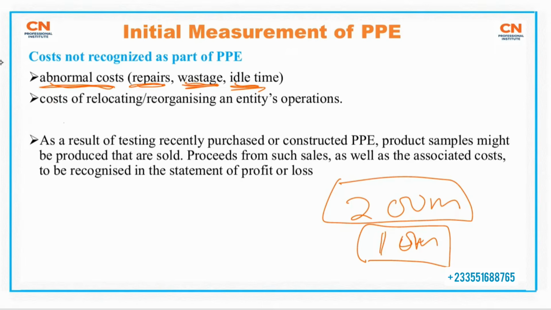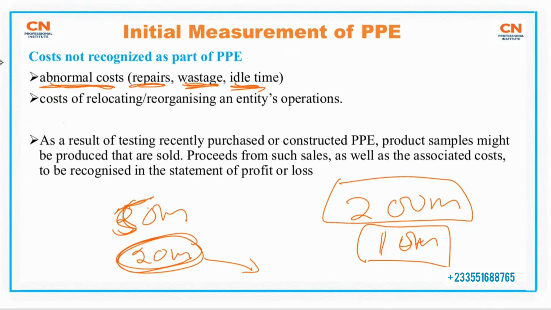Idle time. Let's say you paid labor 50 million to work, but you realize that labor did not work for 2 months on the building or on the PPE, and therefore we can attribute, let's say, 20 million of the labor cost to that period. You have to take the 20 million from the 50 million, and the 30 million is what you are going to record, because this 20 million is labor paid for a period that they didn't work for. So it's idle time.